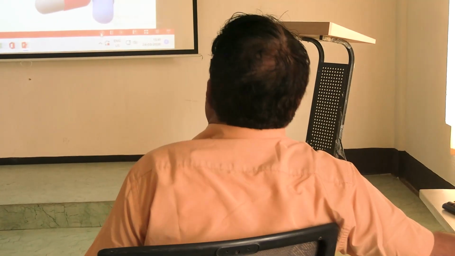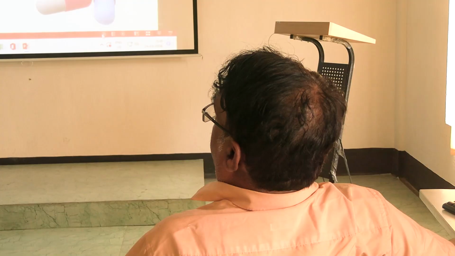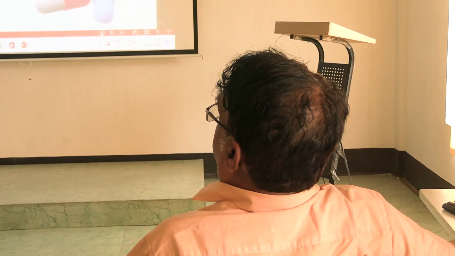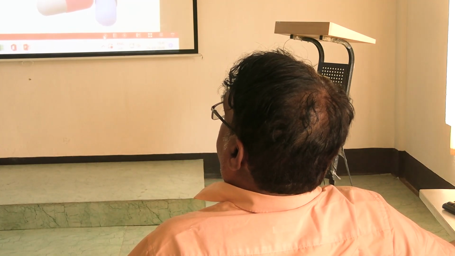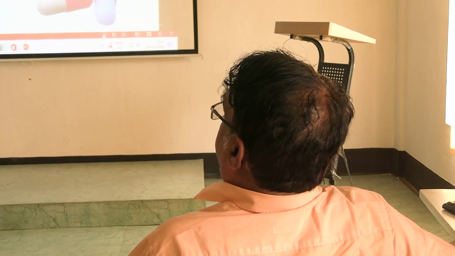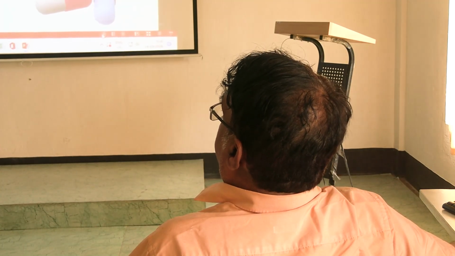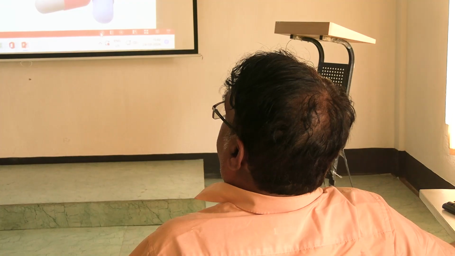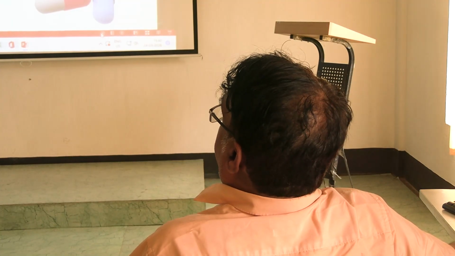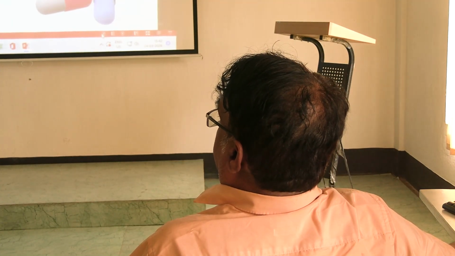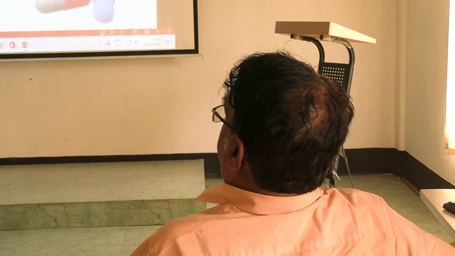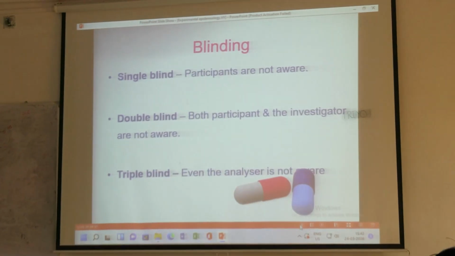Okay, that's called double blind. The subject or the investigator or both do not know which group the subject is assigned to, which prevents people from being treated differently in any way other than the treatment itself. So single blind, the patient is not aware. Double blind, both participant and investigator are not aware, and triple blind, even the analyzer is not aware.